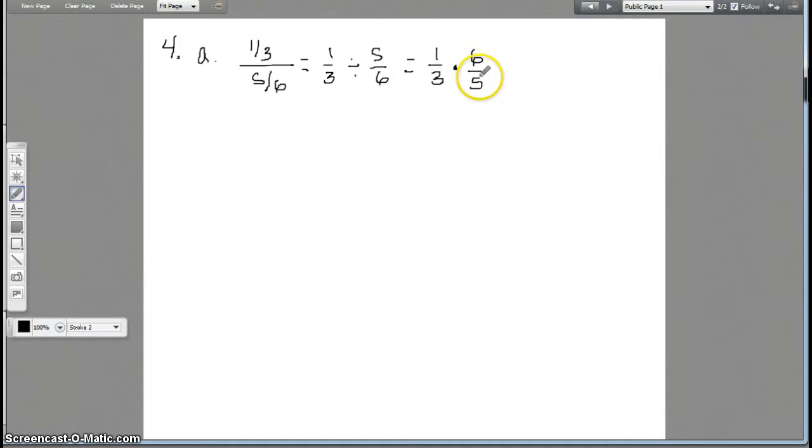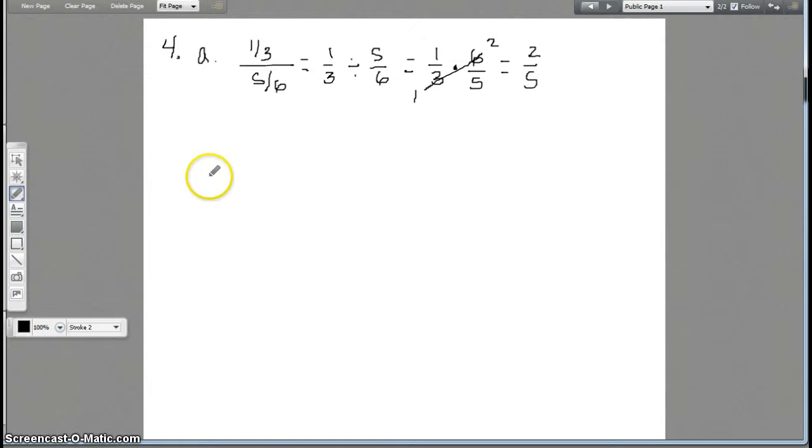That's the reciprocal. Now we just have the product of two fractions. Anytime you have a product of fractions, you want to see what you can cancel. So the 3 and the 6 have a common factor of 3. So the 3 becomes a 1 and the 6 becomes a 2. And the answer to this fraction is 2/5.